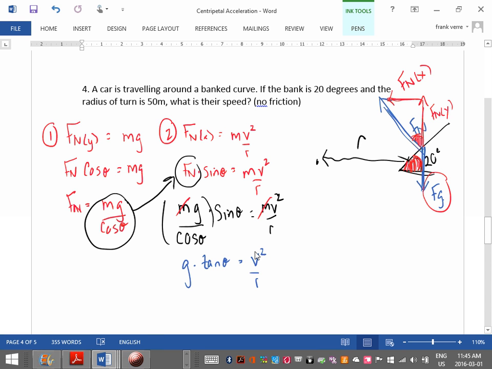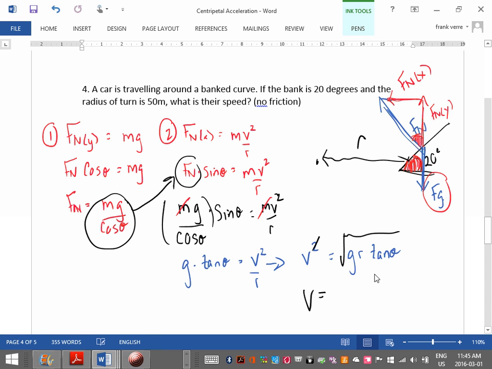So now we could just solve for v squared. So v squared would be g r tan theta. You could use this equation. Okay. Anytime you come across a bank curve with no friction, that's your equation. All right. It's v squared equals gr tan theta. So let's get our answer though. So actually let's take the square root of that. So it would actually be v equals square root of gr tan theta.